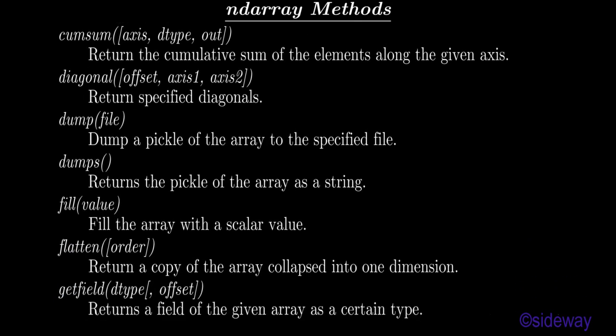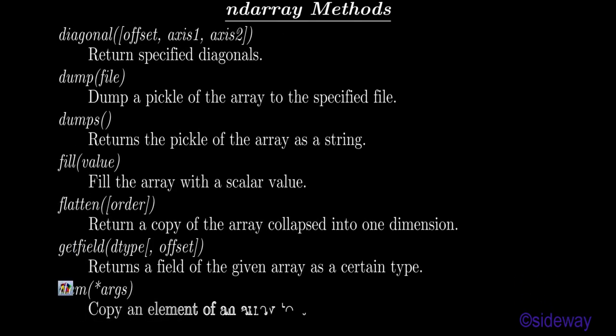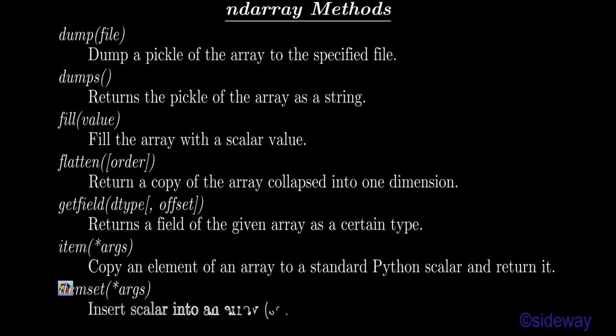getfield(dtype, offset): Returns a field of the given array as a certain type. item(*args): Copy an element of an array to a standard Python scalar and return it. itemset(*args): Insert scalar into an array. Scalar is cast to array's dtype, if possible.